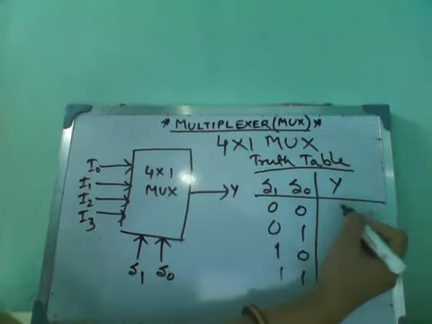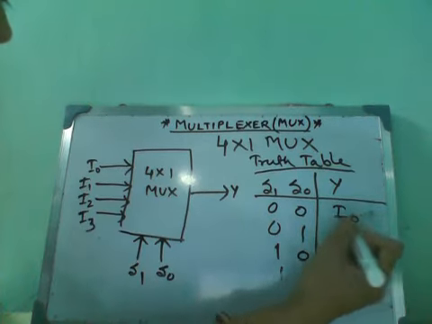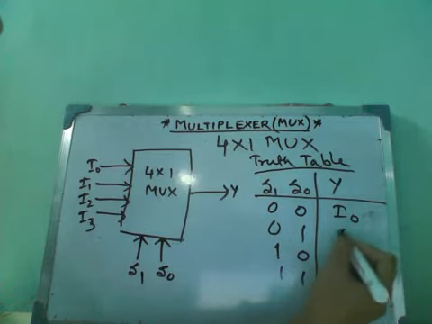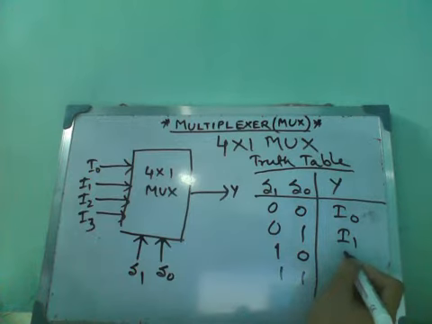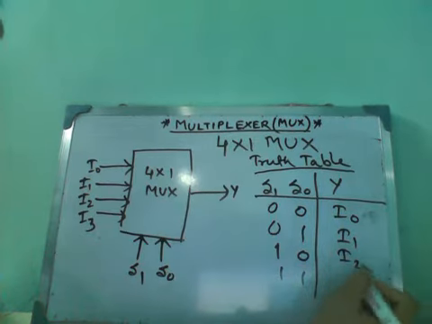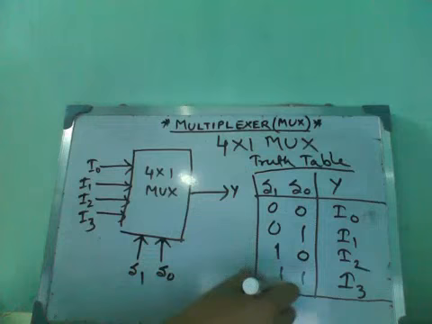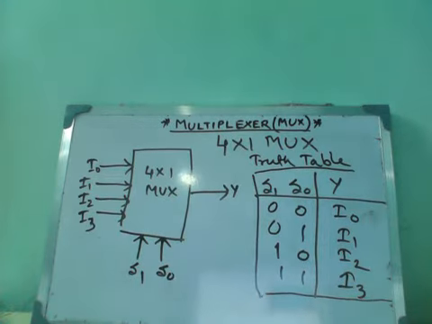When S1 and S0 both are 0, then we get output I0. If S1 is 0 and S0 is 1, then we get I1. When S1 is 1 and S0 is equal to 0, then we get the data I2. And when both S1 and S0 select lines are 1, then it selects I3 data line. So this is the truth table.